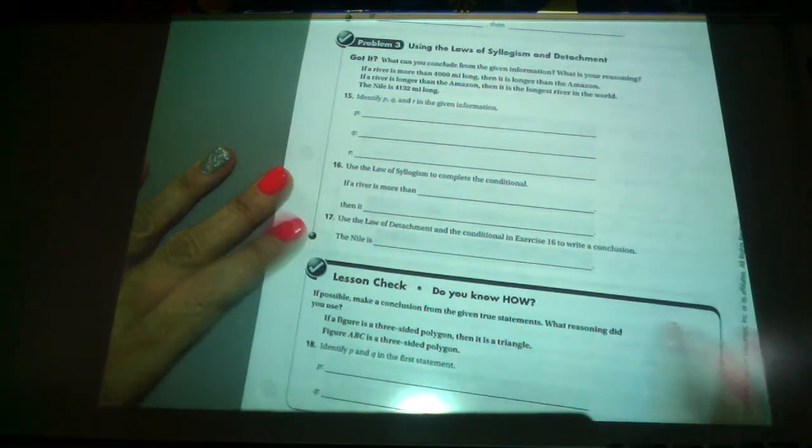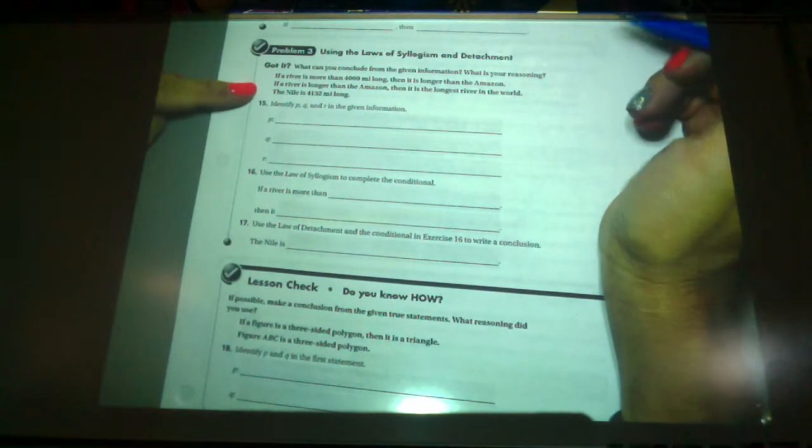Let's look at problem number 3. What can you conclude from the following information? What is your reasoning? So don't worry about question 15. We're just going to go through this little by little and just writing what we need to write in.